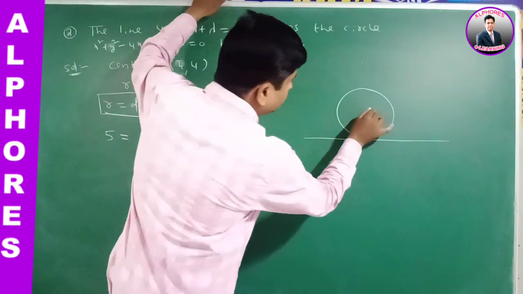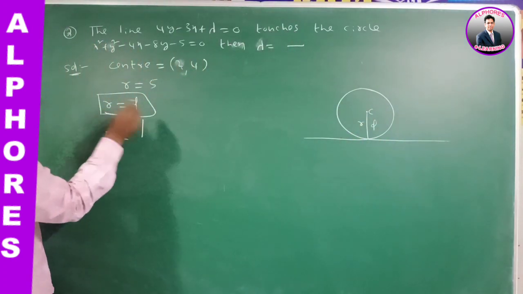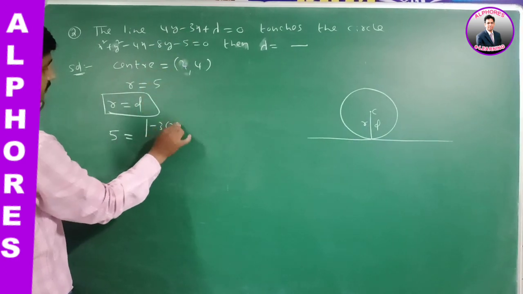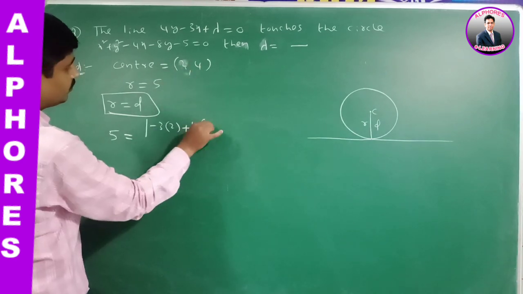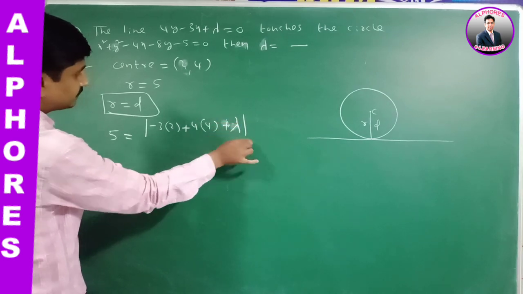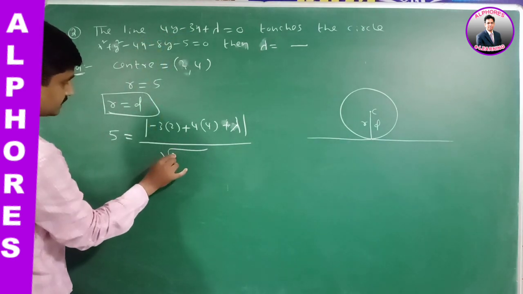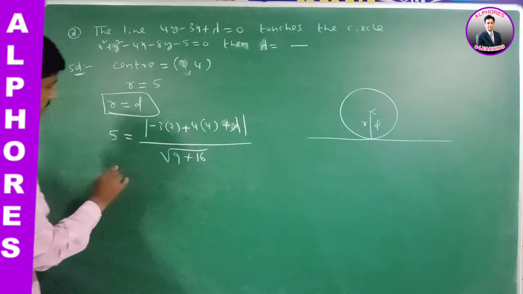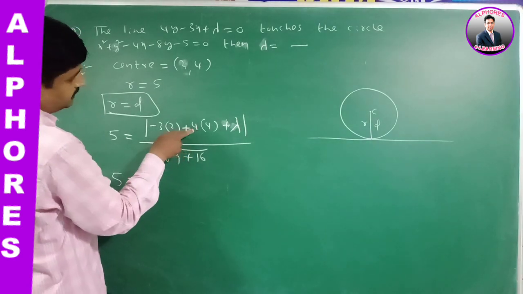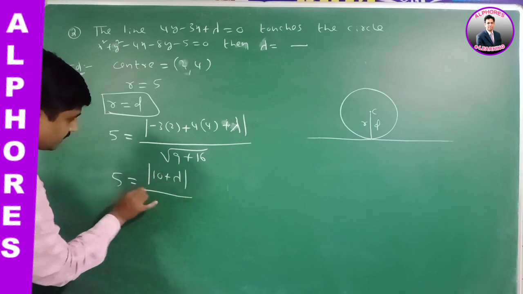D means what? Length of the perpendicular from center to the given line. Therefore, minus 3 into x, here x equal to 2, plus 4 into 4, plus lambda, divided by under root of 3 square plus 4 square, that is 9 plus 16. Now 5 equal to modulus of 16 minus 6, 10, plus lambda, by 5.